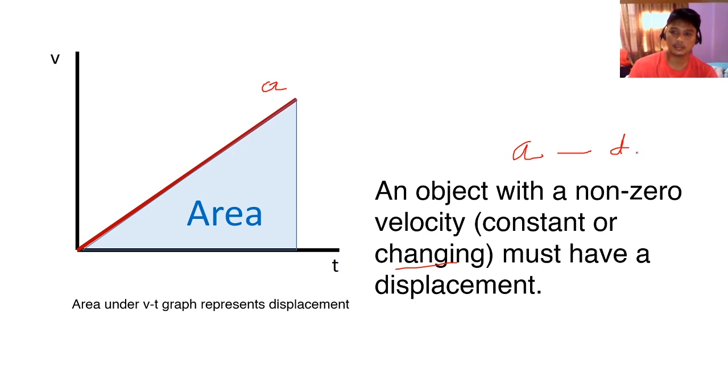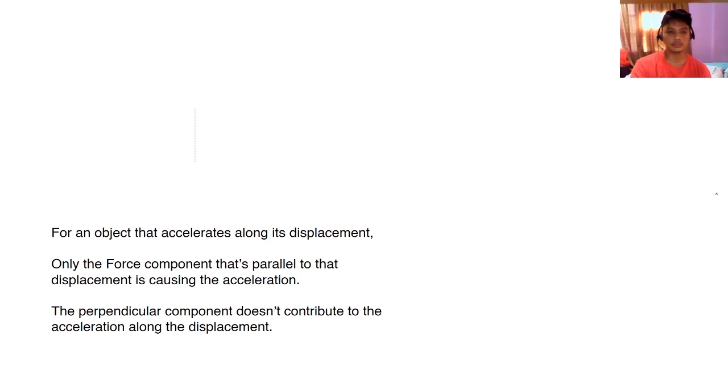The only time that the displacement is zero is when the object is also not moving, with a velocity of zero. So A and D are closely tied, and force and acceleration are closely tied as well through Newton's second law. Therefore, if A and D are closely tied and F and A are closely tied, then surely F and D are closely tied. So force and displacement are closely interrelated. So we're going to focus on those two concepts, force and displacement.